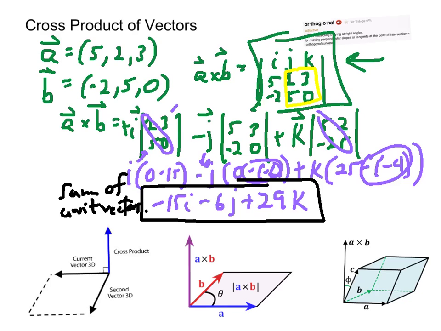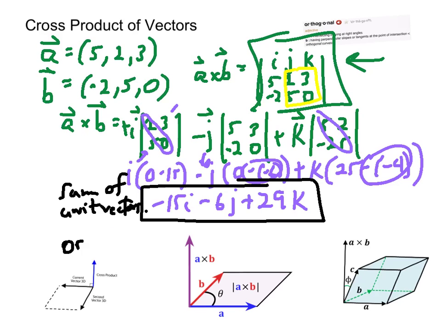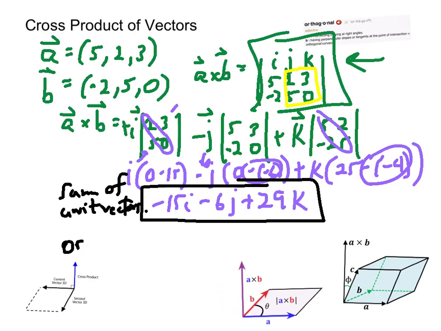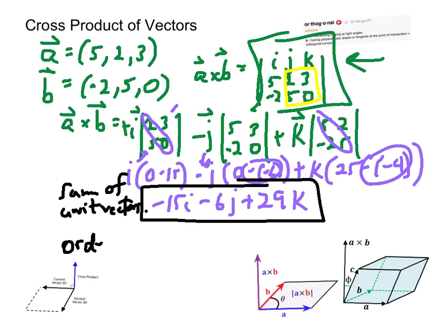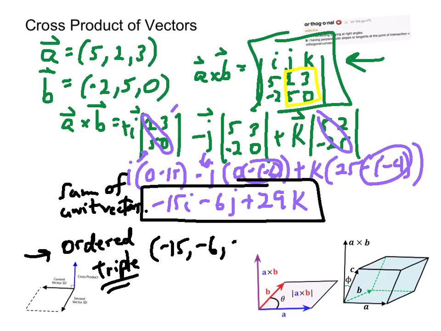And if we wanted to write it as an ordered triple, okay, an ordered triple, hang on one second, let me do this. And I guess we'll do that too. And back to this. Ordered triple. It is 3 numbers in a certain order, an ordered triple. That would be written as negative 15, comma, negative 6, comma, 29. There you have it.